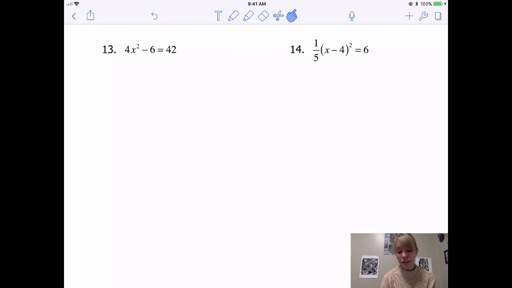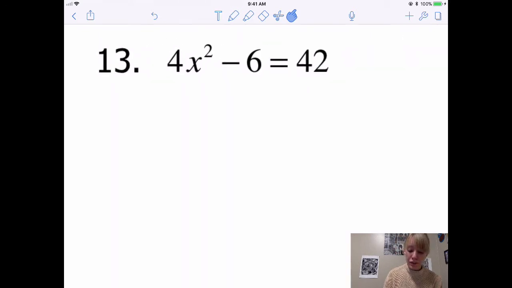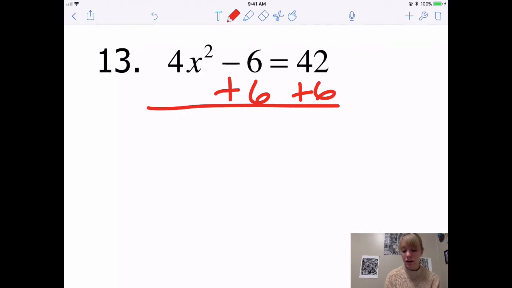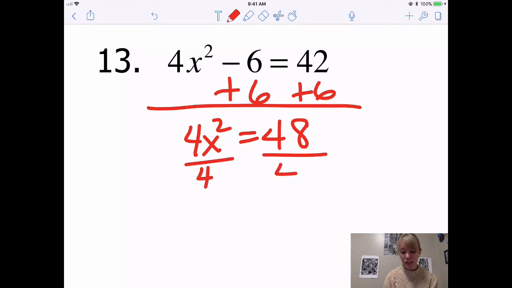If you want to try 13 and 14, pause the video and just try these problems and then look at the answers. That is totally fine with me. I'm going to work through these pretty quickly. Number 13, PEMDAS backwards, I'm going to add 6 to both sides. 4x squared is equal to 48. Divide by 4 on both sides. X squared is equal to 12.